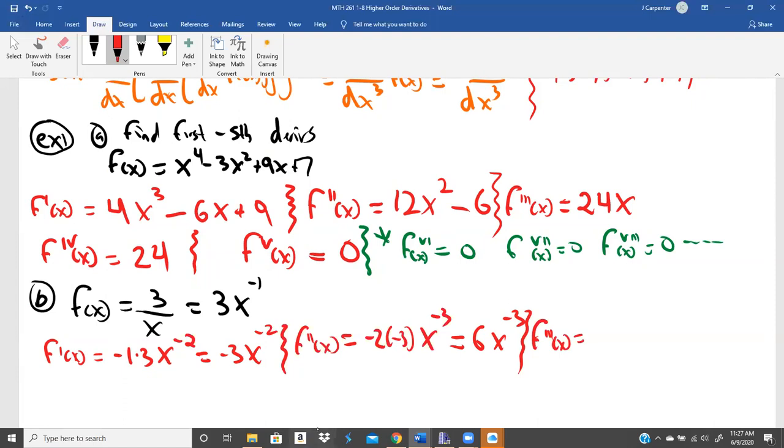The third derivative, we're taking the derivative of what we just got. So we bring the negative 3 out front, times the 6 that's there, and we decrease the exponent by 1. Negative 3 times 6 being negative 18. That's negative 18 times x to the negative 4th.